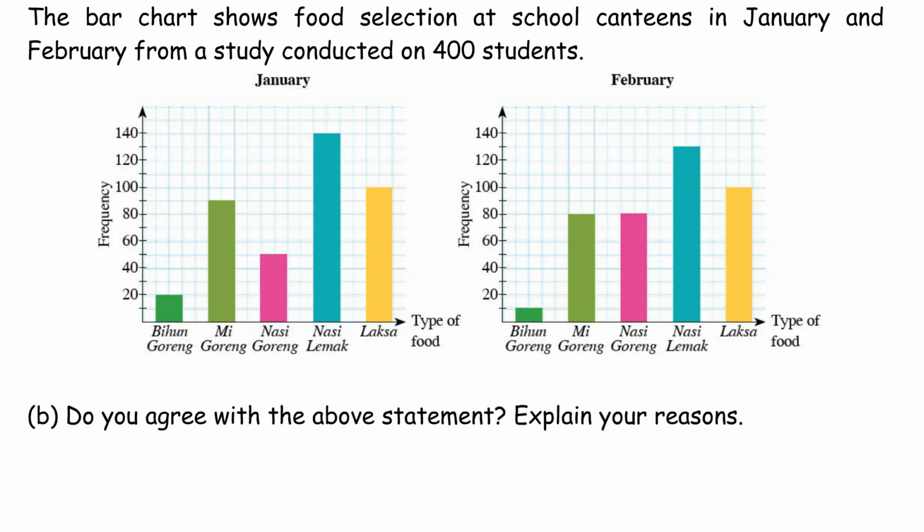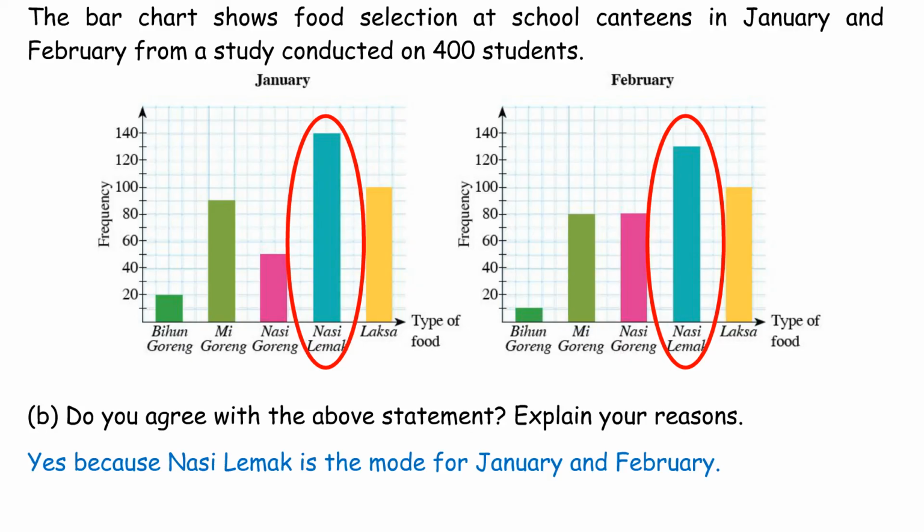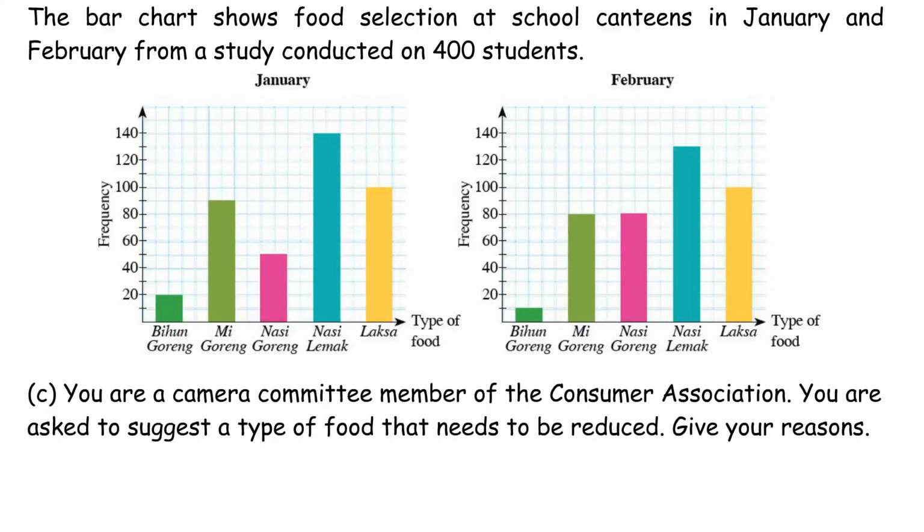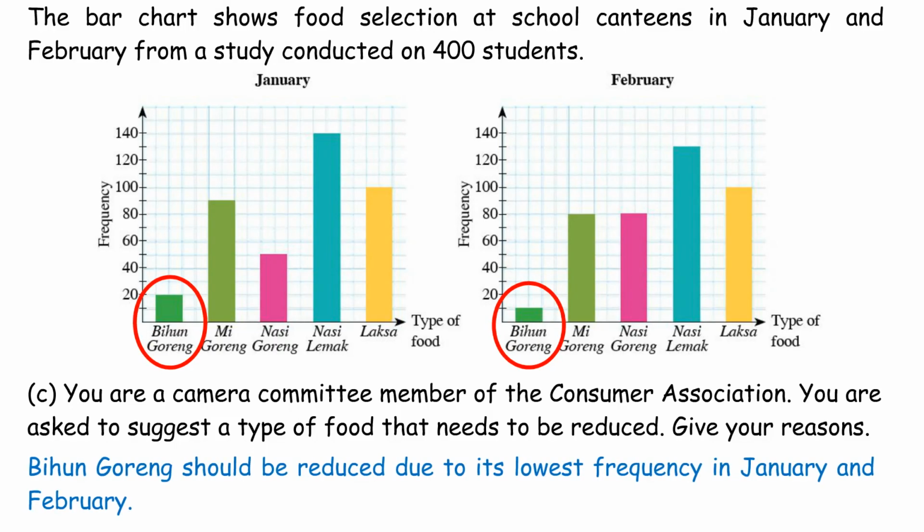B. Do you agree with the above statement? Explain your reasons. Yes, because nasi lemak is the mode for January and February. C. You are a member of the Consumer Association. You are asked to suggest a type of food that needs to be reduced. Give your reasons. Bihun goreng should be reduced due to its lowest frequency in January and February.